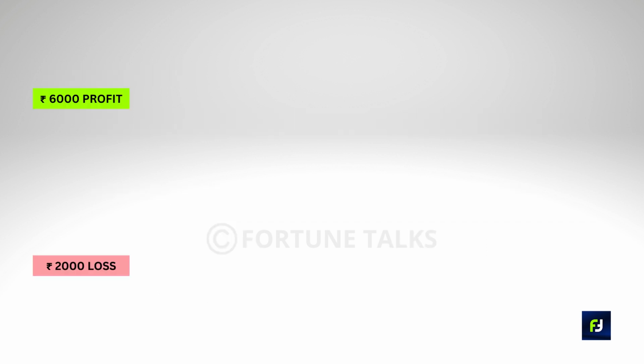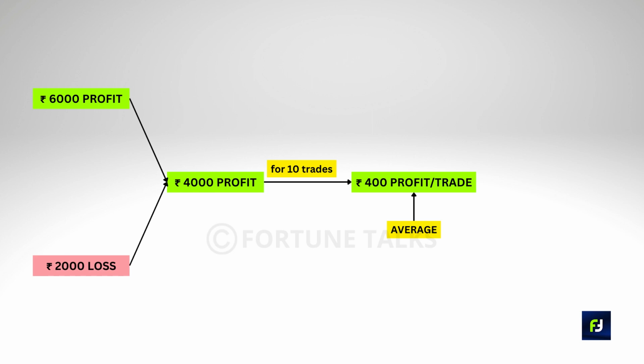Now, when a trader makes 6,000 rupees and loses 2,000 rupees, the net reward is 4,000 rupees. And when taken as an average of 10 trades, you will get an amount equal to 400 rupees per trade, or in simple words, you will get 400 rupees per trade using this strategy. Let us look at a few more examples using this formula to understand this concept better.